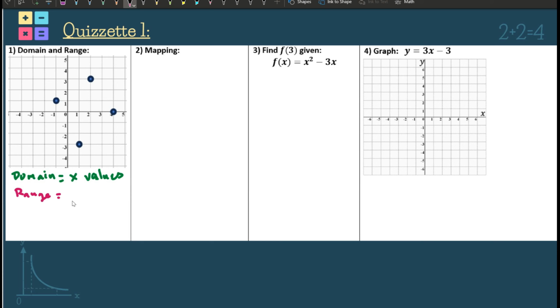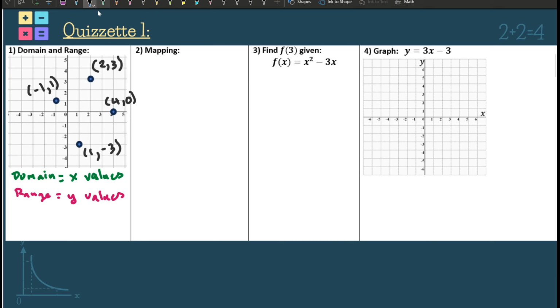Alright, first we're going to write down all the coordinate points of these 4 points. The first point is 2, 3. The x value goes first. The second point is 4, 0. The next point is 1, negative 3. The next one is negative 1, 1.